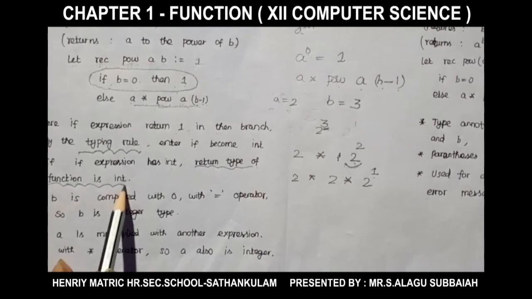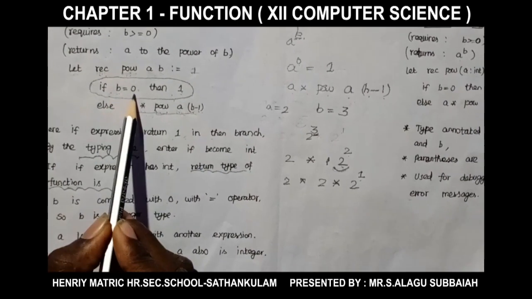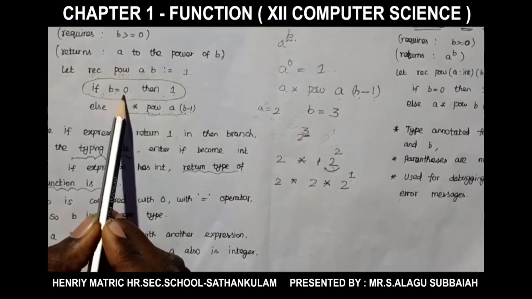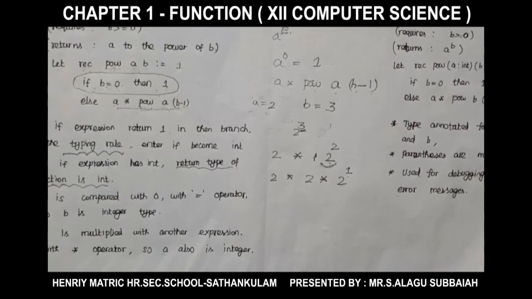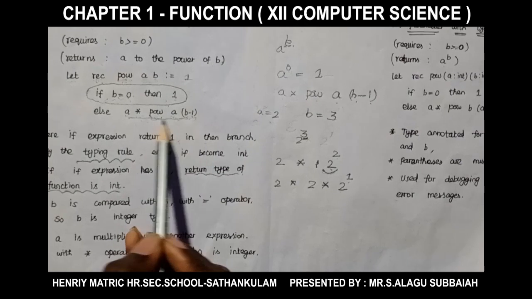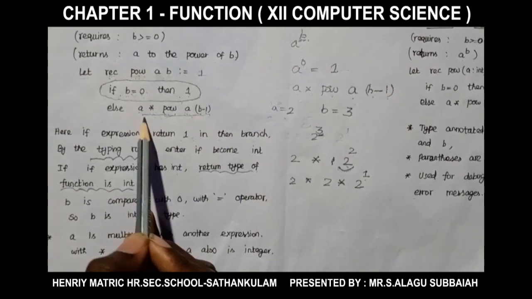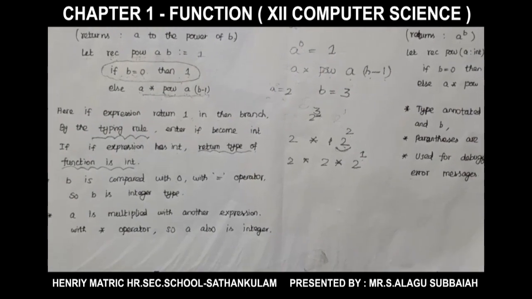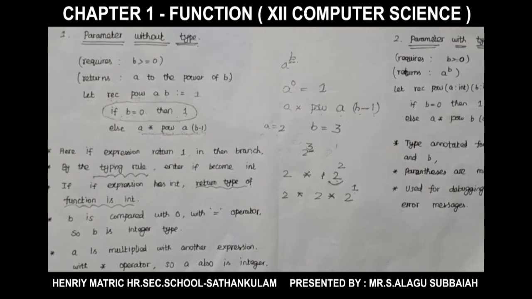integer type. So we conclude that b is compared with 0 with the equality operator, then b is an integer type. Here a is multiplied with some expression with the multiplication operator, so a must be an integer. Okay, so finally we know a and b are the integer type here.